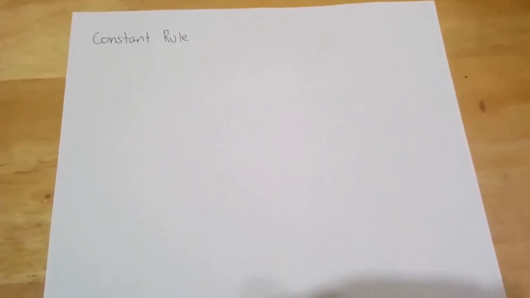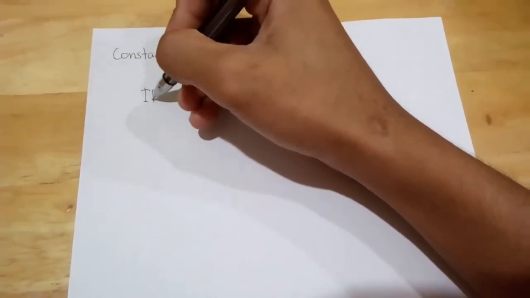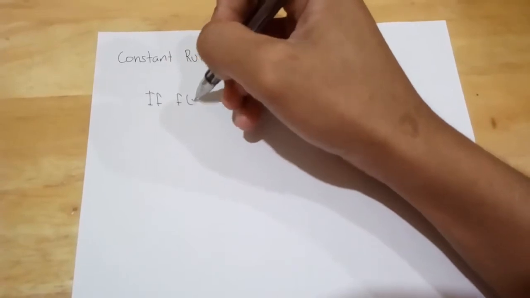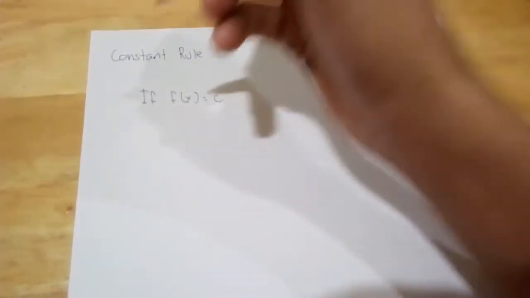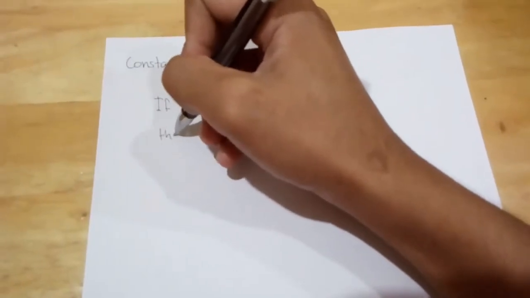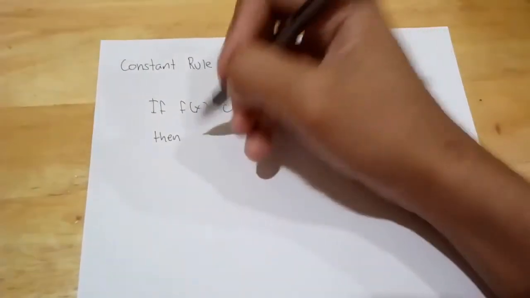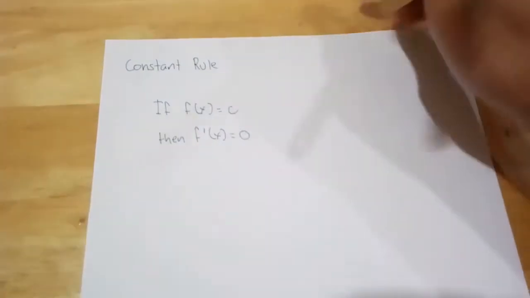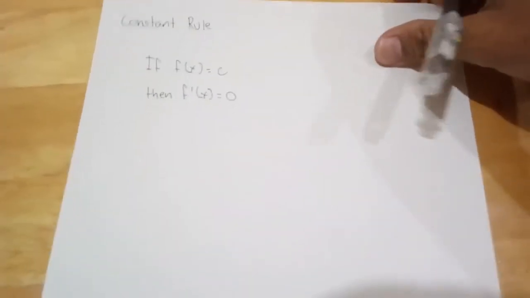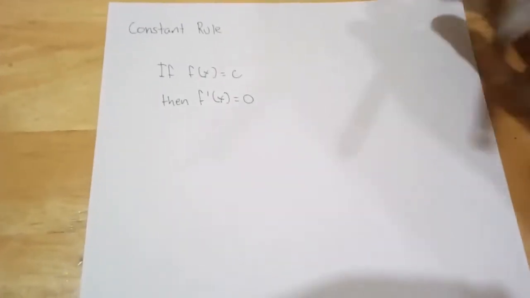Good day everyone, today I would like to talk about the derivative of a constant rule. It's a very simple rule, so here it is. If you have a function f of x equals c, then the derivative of that function is 0. Okay? I'll give you a couple of examples.